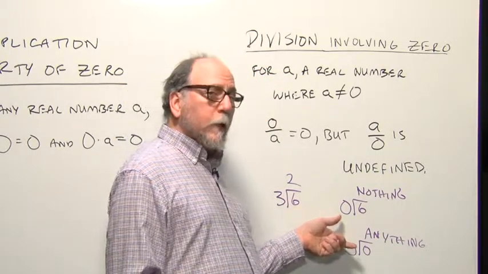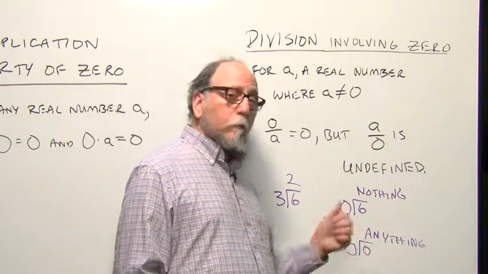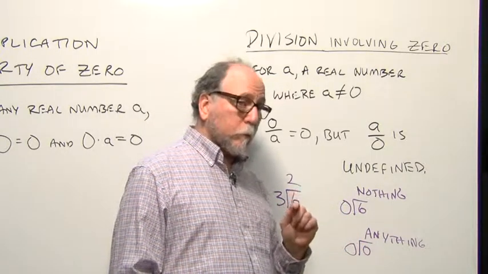So be careful of division by 0. It can't be done, not even 0 divided by 0. And remember that because it will show up.